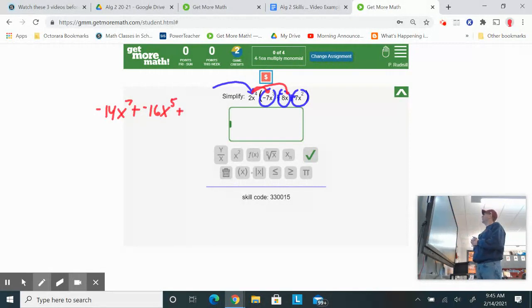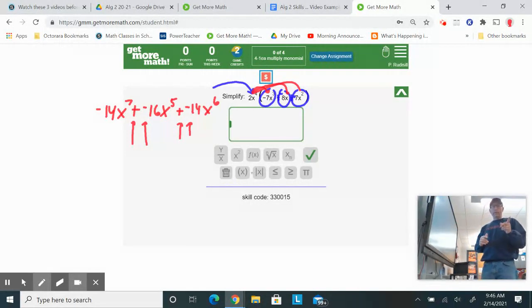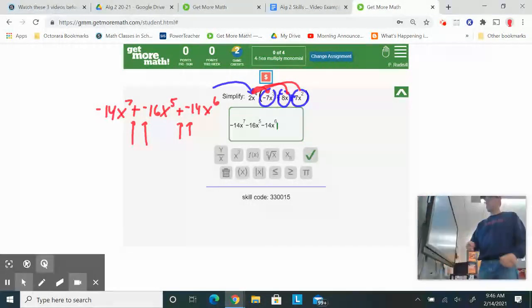And then finally, 2x to the fourth distributed to negative 7x squared, I get negative 14, x to the fourth times x to the second. Multiplying, add the exponents. Now I'm going to type that in. Just a reminder that since this is adding a negative, I could just make that a subtraction of 16x to the fifth. That's probably what I'll do. I'll convert these both back to subtractions.